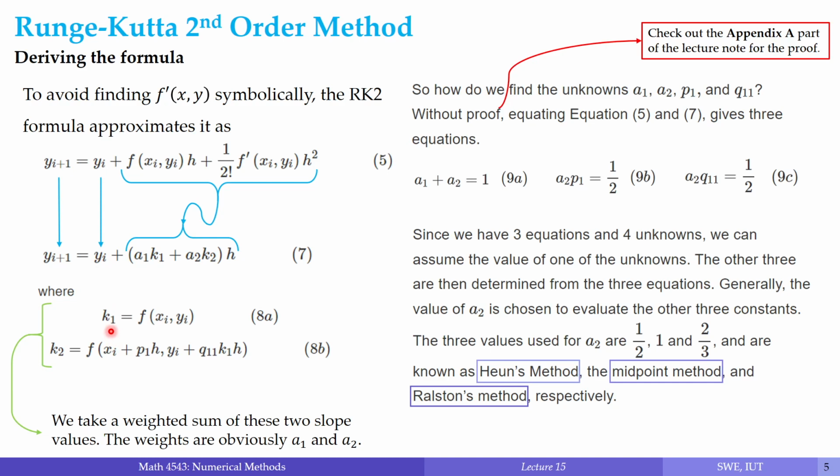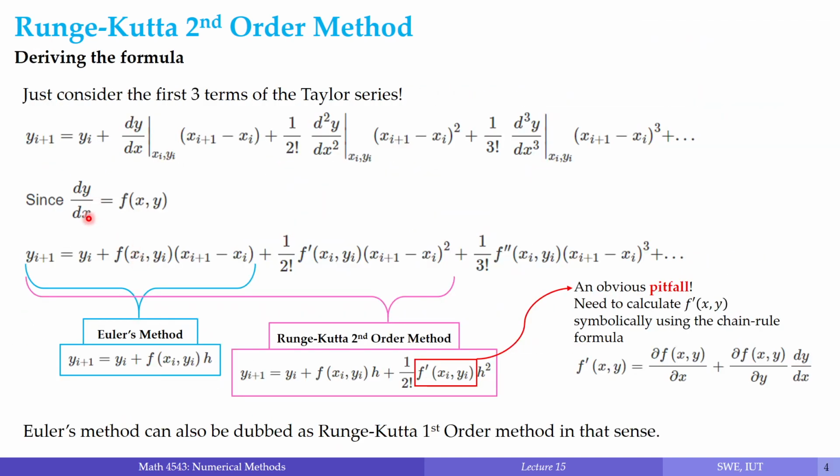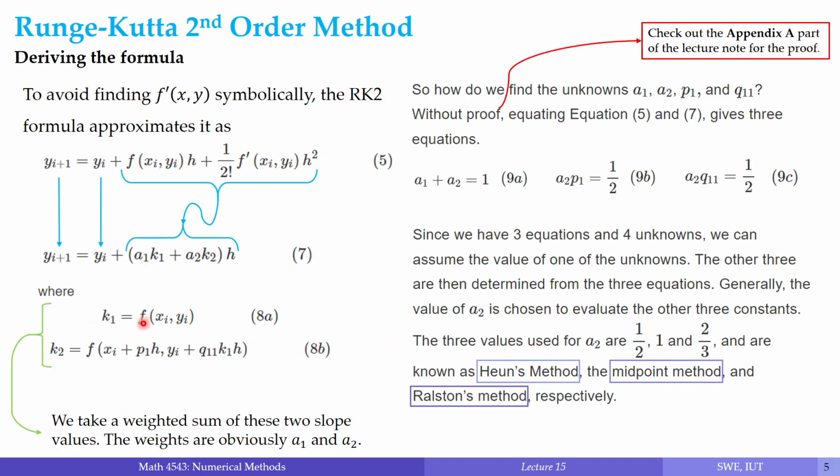So what are these slope values, the k1 and k2 slope values? Mr. R and Mr. K said that we'll calculate the first slope value at the point x sub i, y sub i, which means the functional value of the bivariate function at that particular point, which obviously gives us the slope, because we have said that dy dx is our f of x comma y. So the slope at the point x sub i and y sub i is our first slope value, or k sub 1.